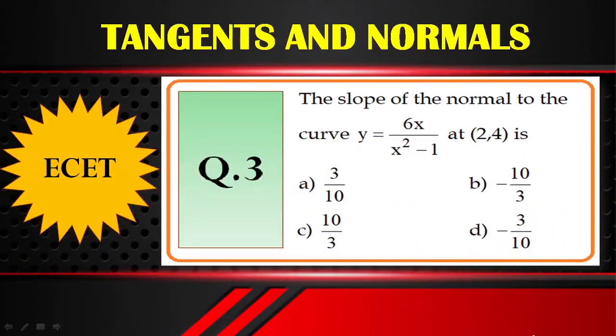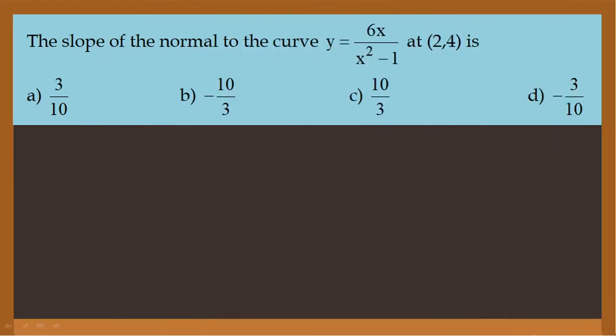Dear students, see the question number 3. Read the question and write it. The question is: the slope of the normal to the curve y equals 6x by x square minus 1 at the point (2, 4) is, options are 3 by 10, minus 10 by 3, 10 by 3, minus 3 by 10. Let us find these.